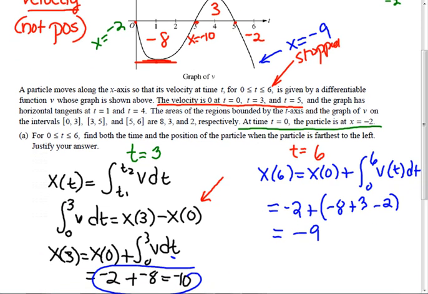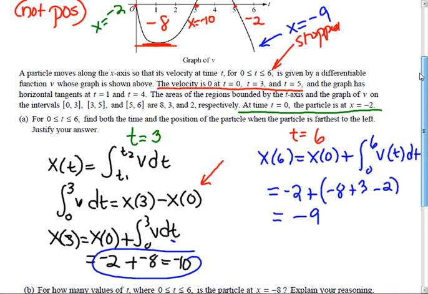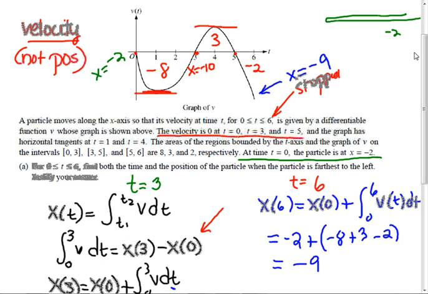Okay, the next question is probably the toughest one because it involves a theorem that we haven't done much with. At how many values of t on that interval is the particle at x equals negative 8? Well, when I go from, oh, I'm out of colors. When I go from negative 2 to negative 10, didn't it go through negative 8? It didn't just jump, did it? No, because this is a continuous function. And then, so that's one place. What else do I need to know to answer the question? I need to know one other thing. Otherwise, I can't answer the question.